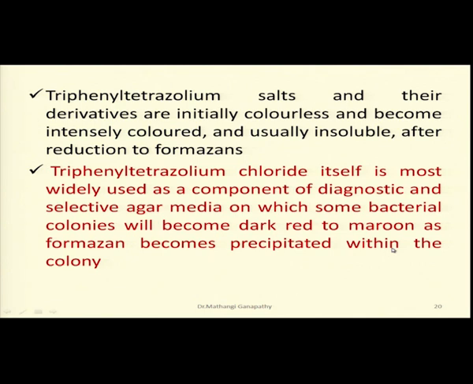So, when you use triphenyl tetrazolium chloride as a selective agent in the agar plate and you plate the bacterium on it, it depends upon whether the bacterium is able to utilize it and then reduce it to formazan. When the dye gets reduced, it becomes intense red. So, slowly the colony will take up the red color, dark red to maroon, visible in the bacterial colony because of the accumulation of formazan. This indicates that the microorganisms are capable of utilizing tetrazolium salts and reducing them into formazan.